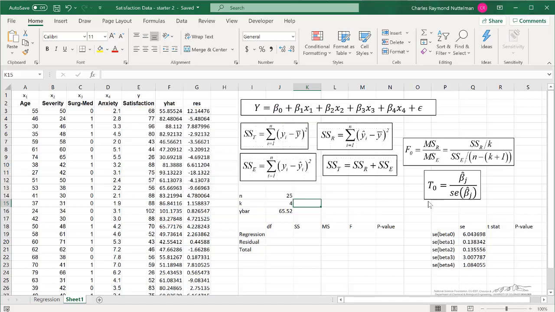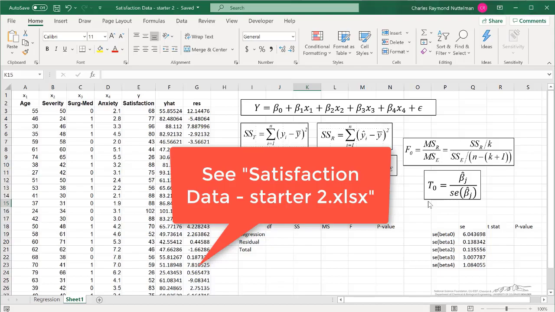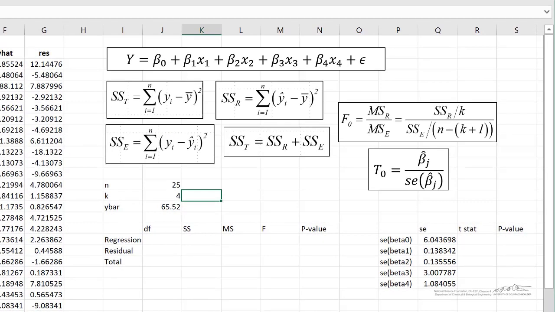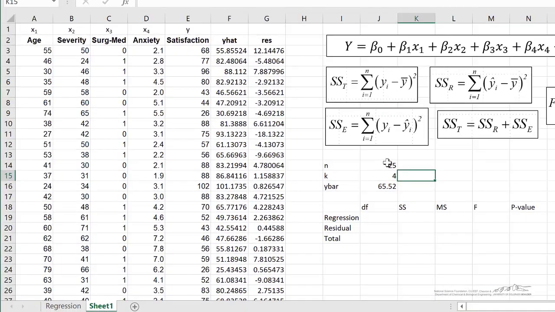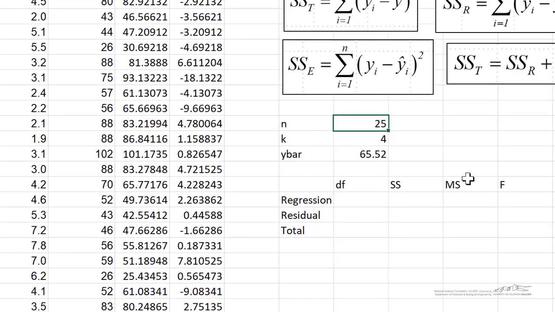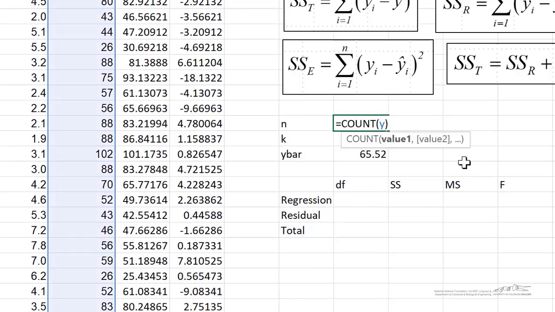So let's go ahead and do this in Excel. I have a starter file related to what we've been working on in previous screencasts. I've got our equations, I've got our data here. I've named a couple things. We have n, which is the count of y. That's the count of our y vector.